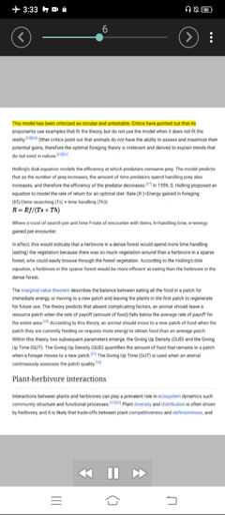22. This model has been criticized as circular and untestable. Critics have pointed out that its proponents use examples that fit the theory, but do not use the model when it does not fit the reality. 23-24. Other critics point out that animals do not have the ability to assess and maximize their potential gains, therefore the optimal foraging theory is irrelevant and derived to explain trends that do not exist in nature.